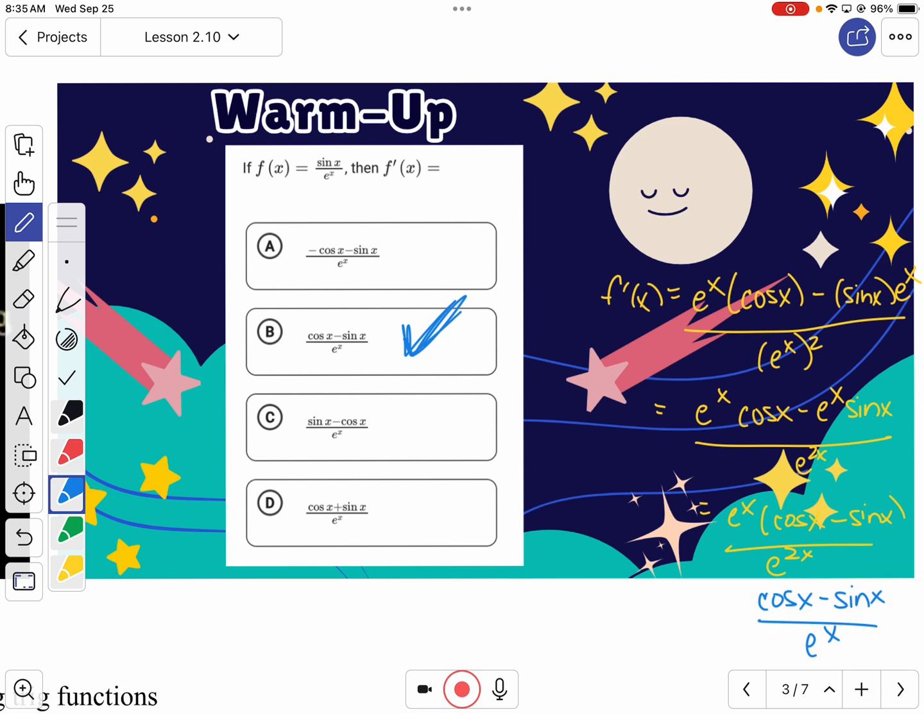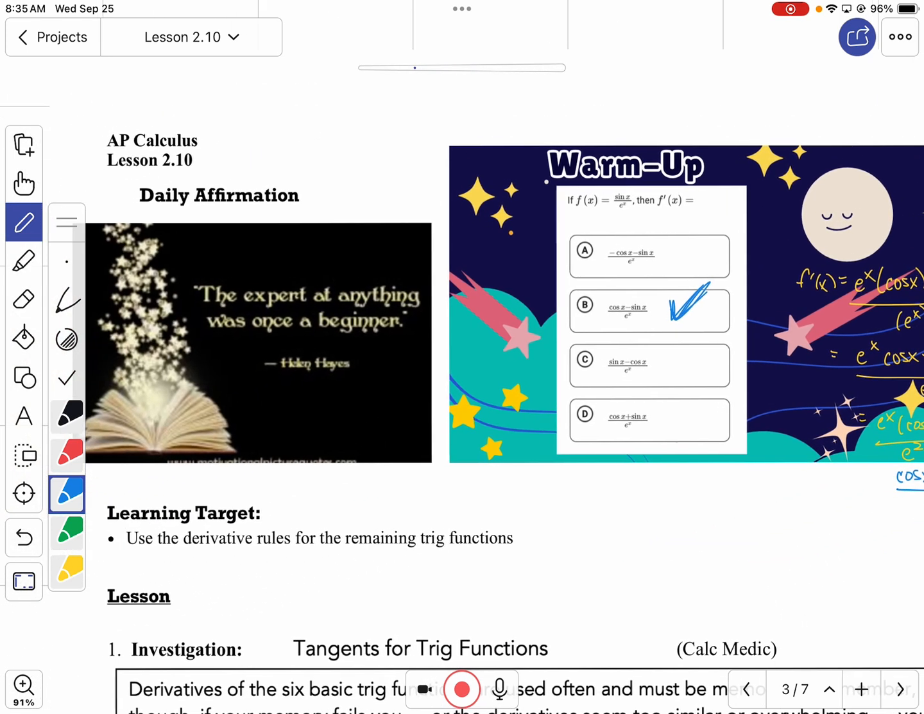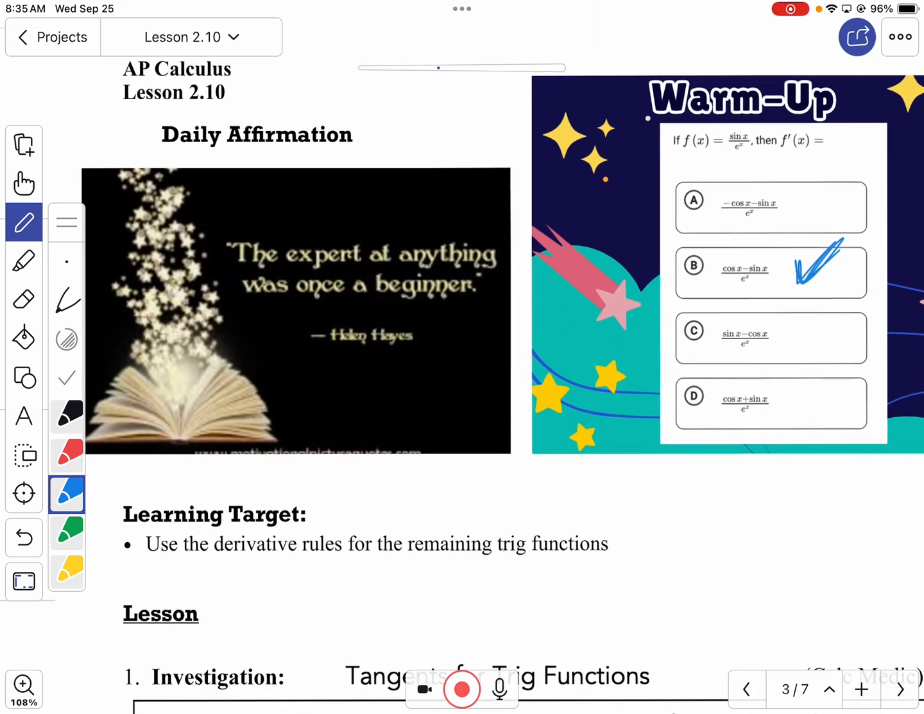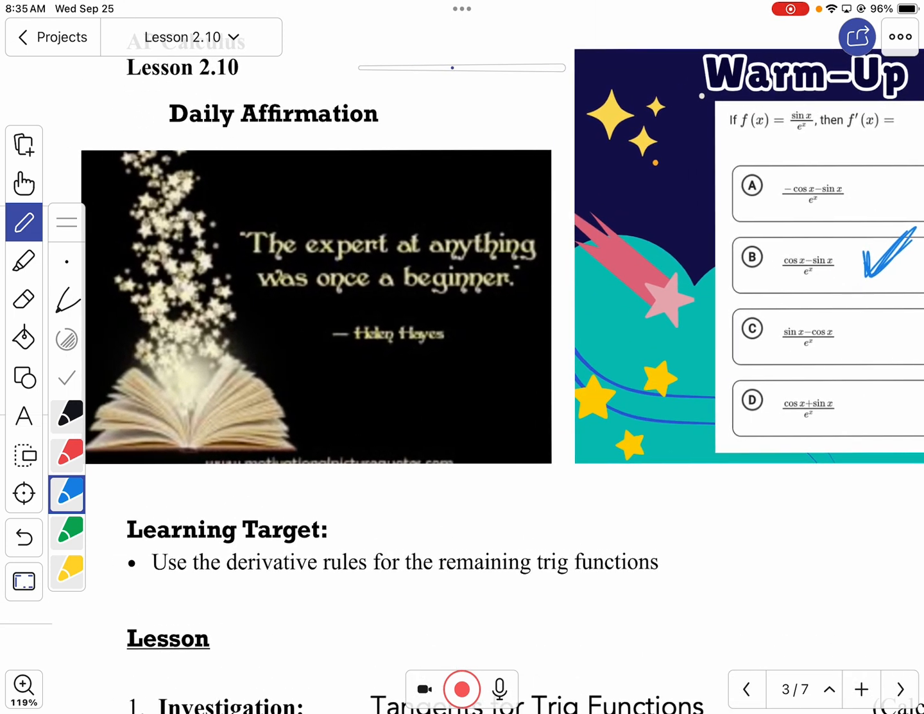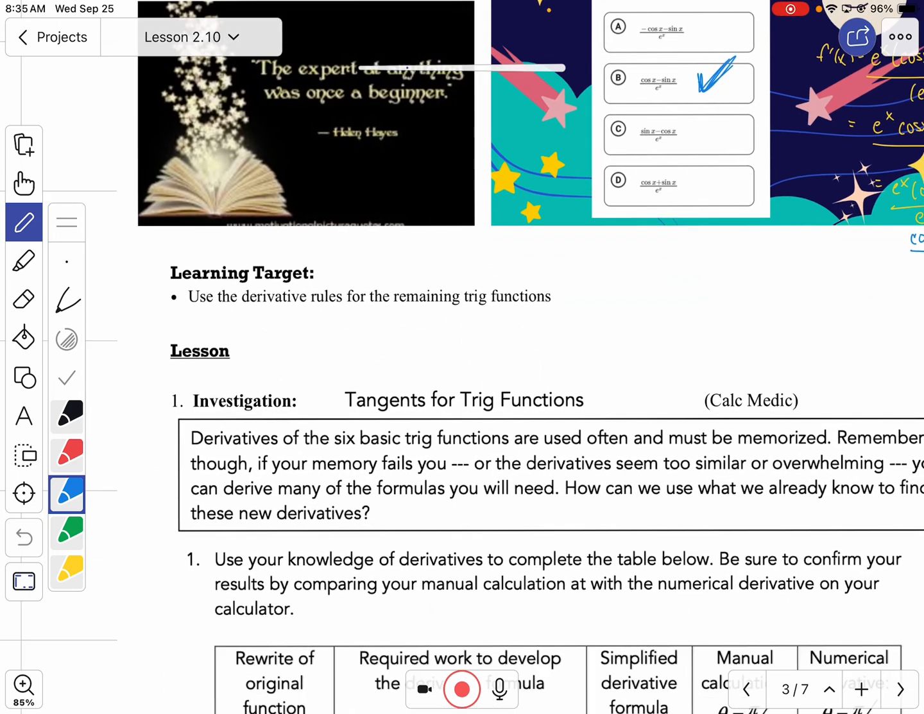Okay, so here's our quote for today. The expert in anything was once a beginner. Everybody's a beginner at some point. All right, so today we're going to talk about finding those derivative rules for the remaining trig functions. We've done sine and cosine, and so now we're going to get into tangent and cotangent and secant and cosecant. Like, what are those derivatives? And then using those within all of our other problems.